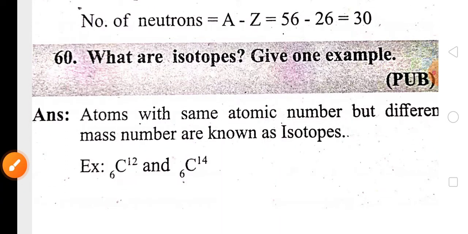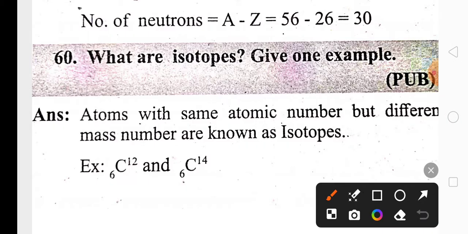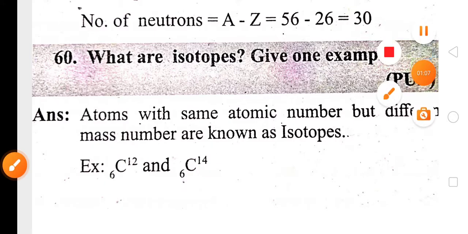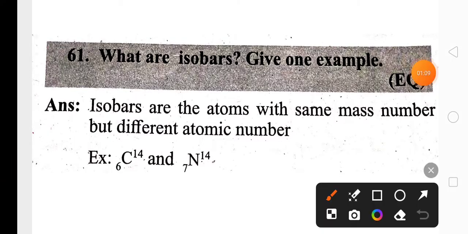Then, what are isotopes and an example? Very important for the exam. Isotopes are the atoms of the same element having the same atomic number but different mass number. They are called isotopes. So, isobar definition: isobars are the atoms with the same mass number but different atomic number. They are called isobars.